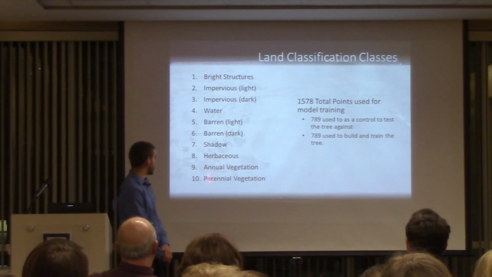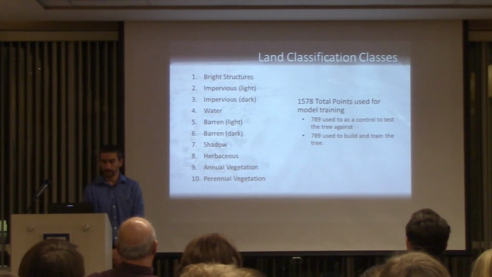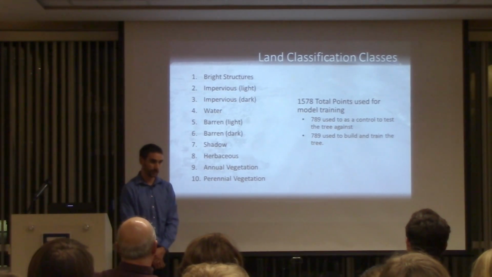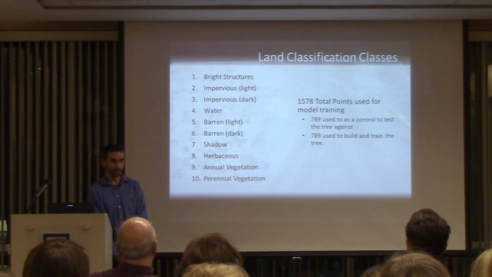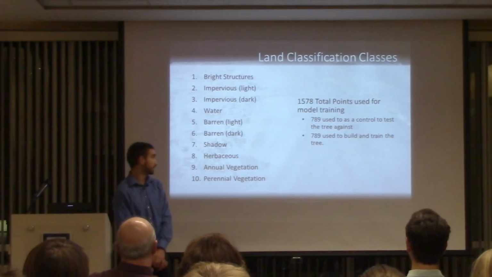I picked out 10 classes for the entire county, which is a pretty heavy simplification, but the two major ones I was concerned about are the bottom there, the annual and perennial vegetation. I used about 1,500 total training points for the model that I extracted the values from, with half of that being used as a control to test the other half against.